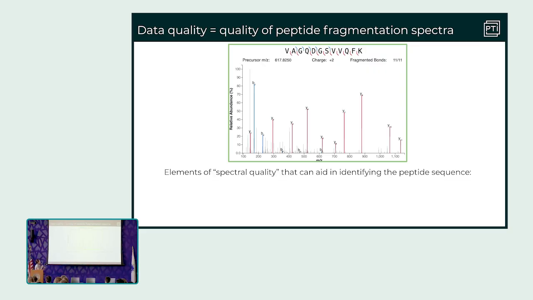Now, there are certain elements of a peptide fragmentation spectrum such as this that can help us in identifying the peptide sequence. And we call these elements of spectral quality. One of these is the number of annotatable peptide fragment ions. The more B or Y ions present, the easier it will be for us to figure out what the sequence of the peptide is. Next, what is the relative intensity of these annotatable peptide fragment ions? The more intense each of the peaks is relative to each other, the easier it will be for us to figure out the peptide sequence.